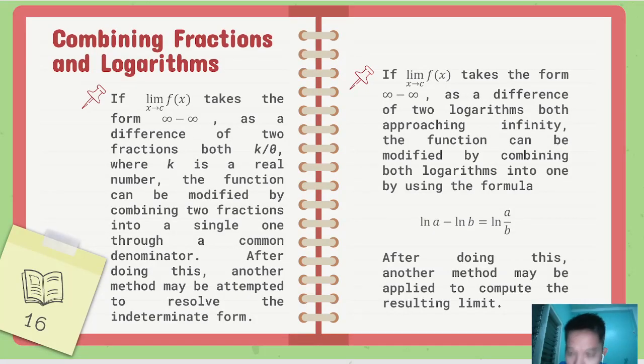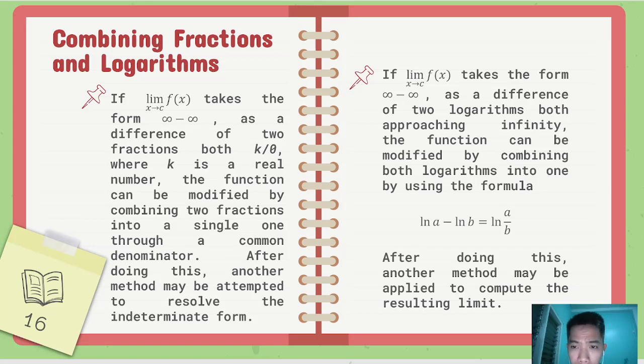Okay, another way of evaluating the limit of a function whose first limit by direct substitution yields an indeterminate form is by combining fractions and logarithms. So in combining fractions and logarithms, if the limit of f of x as x approaches c takes the form infinity minus infinity as a difference of two fractions, both k over 0, where k is a real number, the function can be modified by combining two fractions into a single one through a common denominator. And after doing this, another method may be attempted to resolve the indeterminate form.